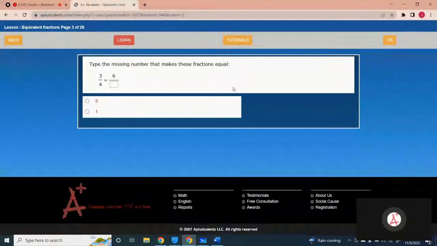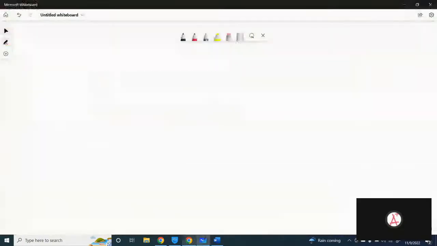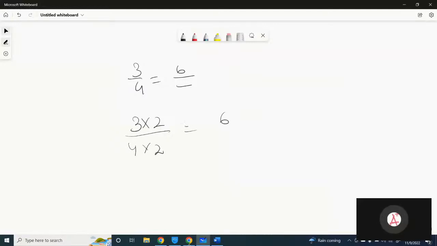Okay, type the missing number. 3 by 4 equals 6 over the missing number. 3 over 4 equals 6 over the missing number. So 3 times what number makes 6? 3 times 2 makes 6. Multiply the denominator by 2 as well, so it would be 3 times 2 is 6 and 4 times 2 is 8. That means the missing number is 8. Got it?